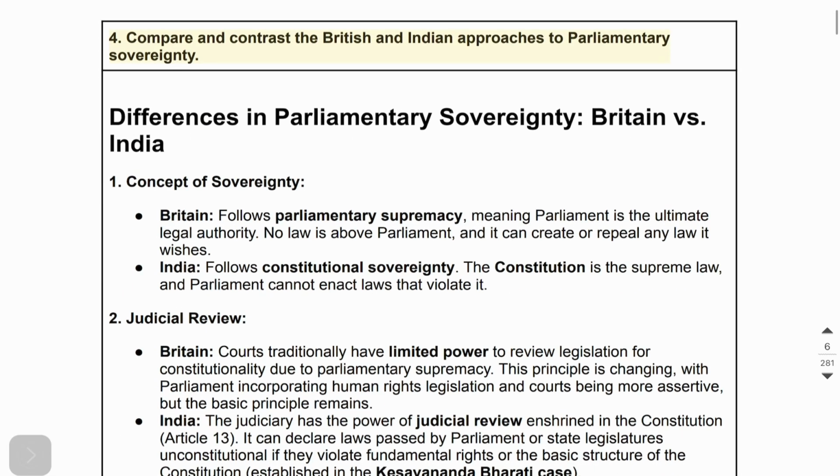Compare and contrast the British and Indian approaches to parliamentary sovereignty. Differences in parliamentary sovereignty, Britain versus India.